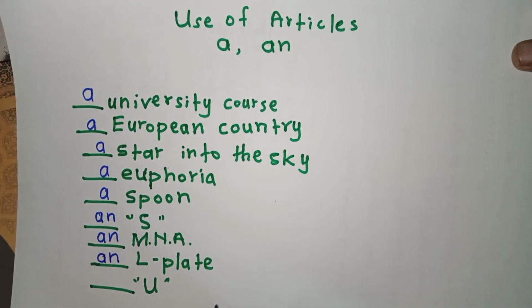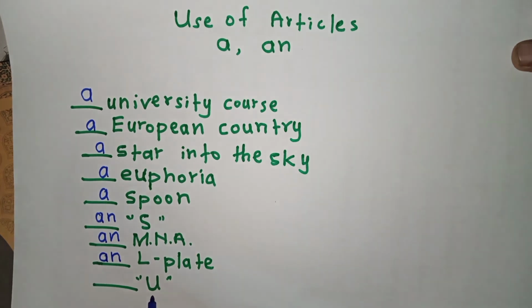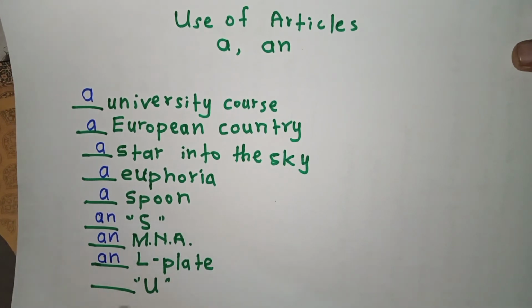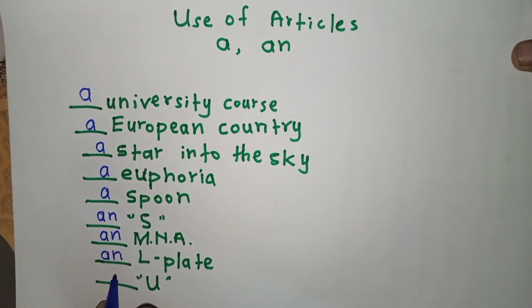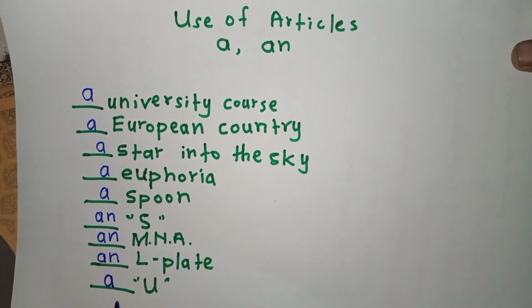Now U is also a vowel letter, but it demonstrates here a consonant sound, that's why I will use here again a U. I hope you will understand this use of articles a and an.